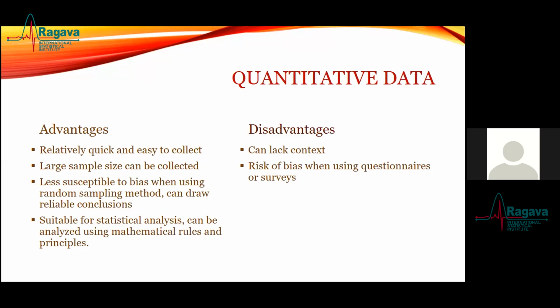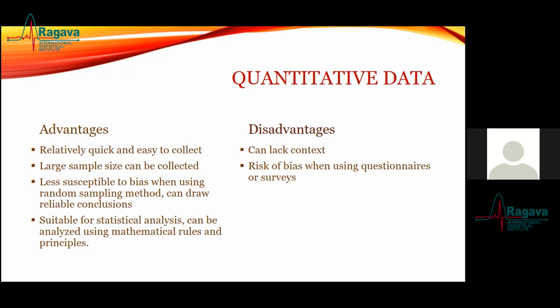Both types of data, quantitative and qualitative, have their own advantages and disadvantages. First, let us see the advantages and disadvantages of quantitative data. The first and prime advantage is it is relatively quick and easy to collect. Hence, a larger sample size can be collected. When conducting a survey, it is always better to collect a larger sample size to get reliable conclusions.